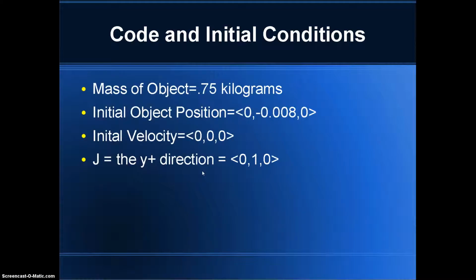When modeling this lab, we had to cover the initial conditions. The first condition is the mass of the object being dropped, which came out to around 0.75 kilograms. The initial object position given by Tracker was 0, negative 0.008, 0, with an initial velocity of 0 as the object started from rest. J hat will be representing the y plus direction, or 0, 1, 0.